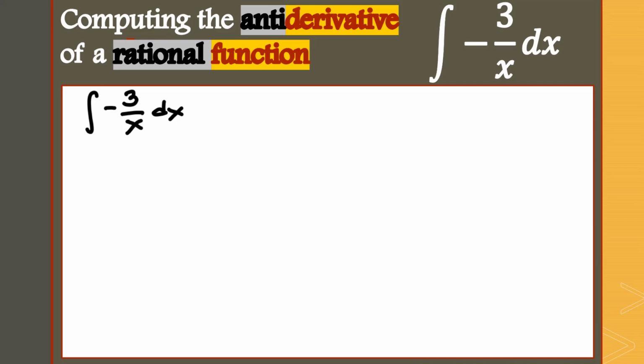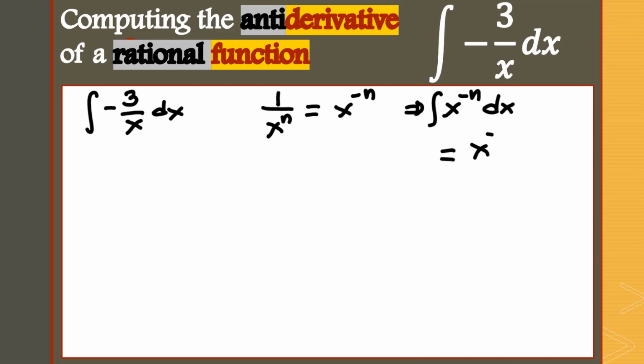But we cannot use the power rule here. The power rule tells us that if we have a rational function, let's say 1 over x to the power of n, we can make it an expression with a negative exponent and use the power rule, which states that the integral of x to the power of negative n with respect to x is x to the power of negative n plus 1, over negative n plus 1, plus c. That's our power rule.